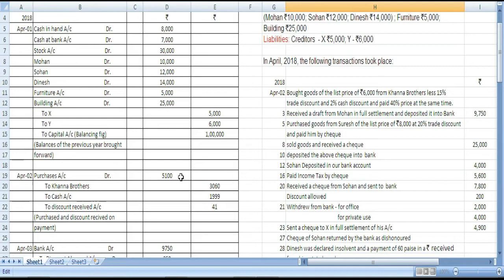Now here we have written 5,100 because trade discount will not be shown in the journal entry. So after we deduct 15% from 6,000, we get 5,100. Then we wrote here to Khanna Brothers, to cash account, to discount received. Now out of this 5,100, we got a cash discount of 2%. Now let us see the working of this, and then you will understand and you will not get confused about where these amounts have come from.